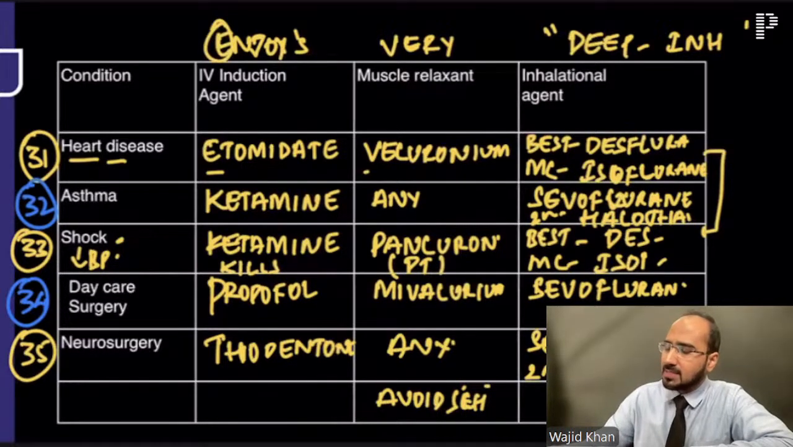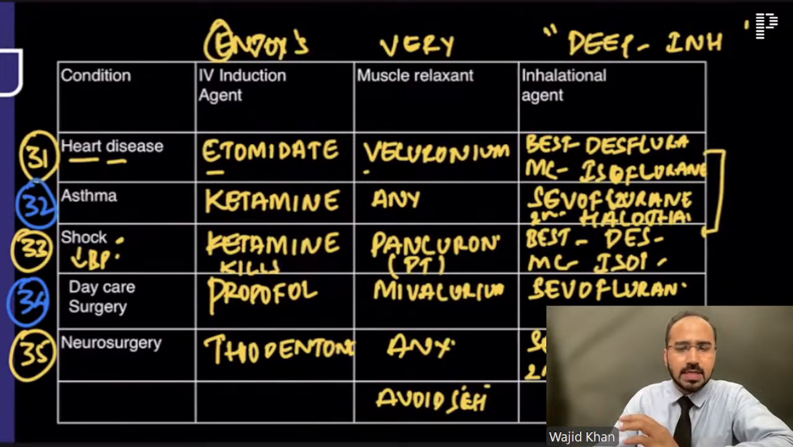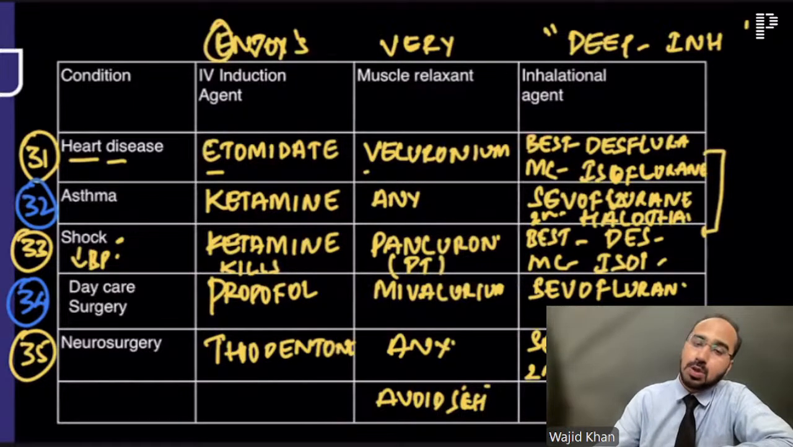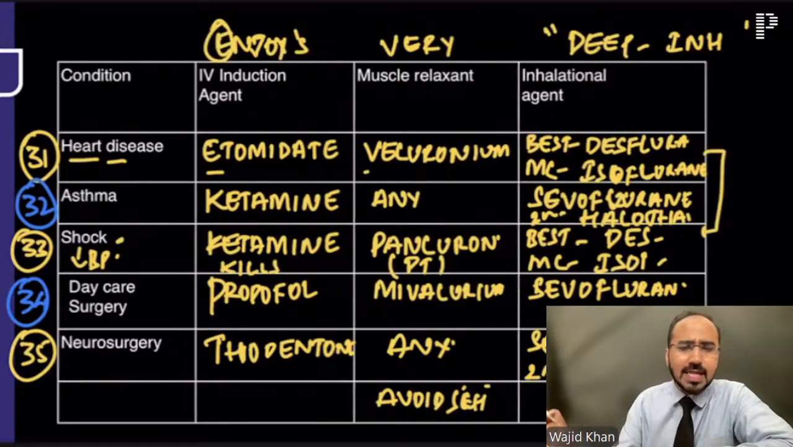Now remember, guys, previously we used to say that isoflurane is the best one. But it has been revealed that sevoflurane, when compared to isoflurane, has a low blood gas coefficient, which causes rapid onset and recovery in neurosurgery patients. Hence, sevoflurane has become the best. Both are decreasing the ICP.